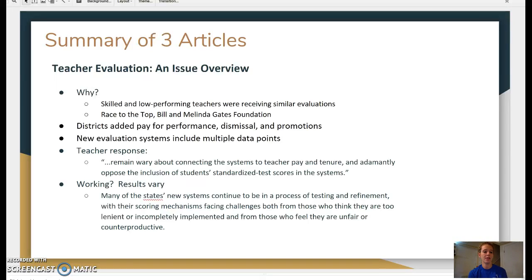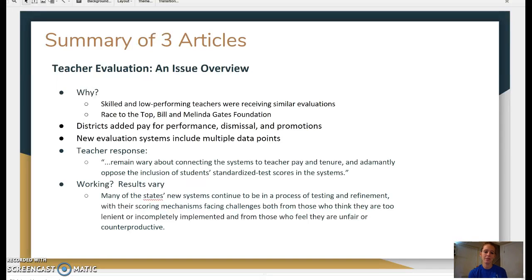I find that the evaluation process in Colorado is very fair and would not penalize me for certain things, but a lot of teachers remain wary about connecting the systems to teacher pay and tenure, and they adamantly oppose the inclusion of students' standardized test scores in the systems. I can get behind most of that, I believe.